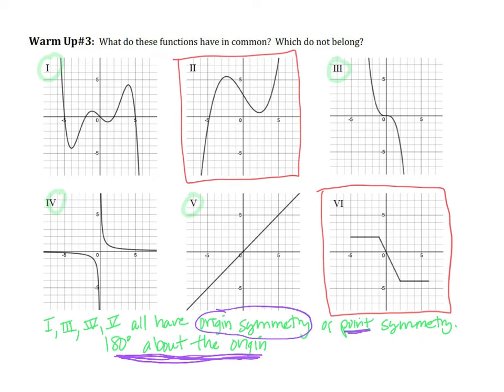In geometry, we called that point symmetry. If you could rotate it about a point right here, the origin, you can rotate it. So this point, when I rotate 180 degrees, is going to go here. This point, when I rotate 180 degrees, is going to go here, etc.